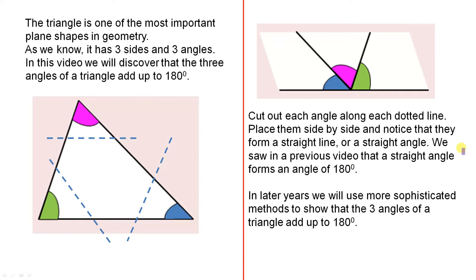We saw in a previous video that a straight angle forms an angle of 180 degrees. So when we place those angles side by side, we can see that they form a straight angle, which is actually 180 degrees. In later years, we will use more sophisticated methods to show that the three angles of a triangle add up to 180 degrees.